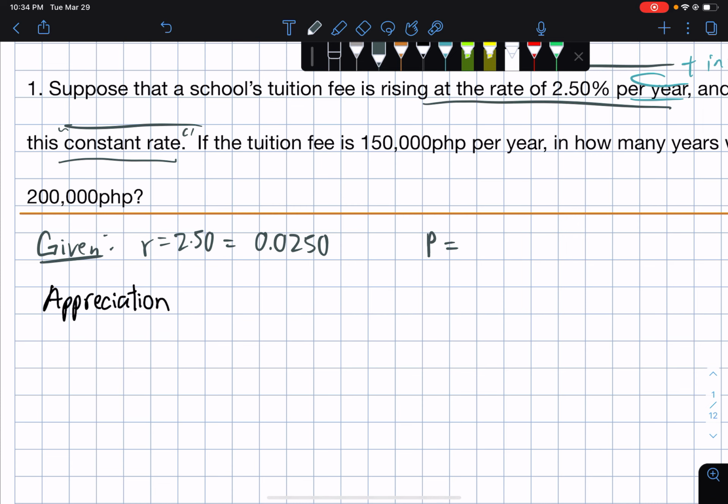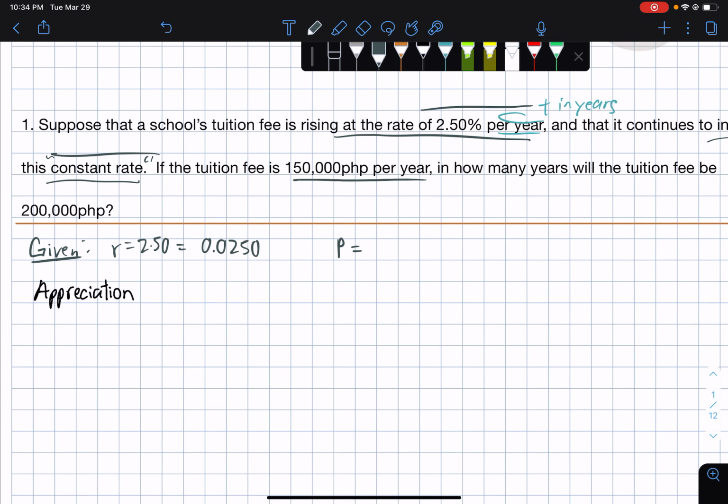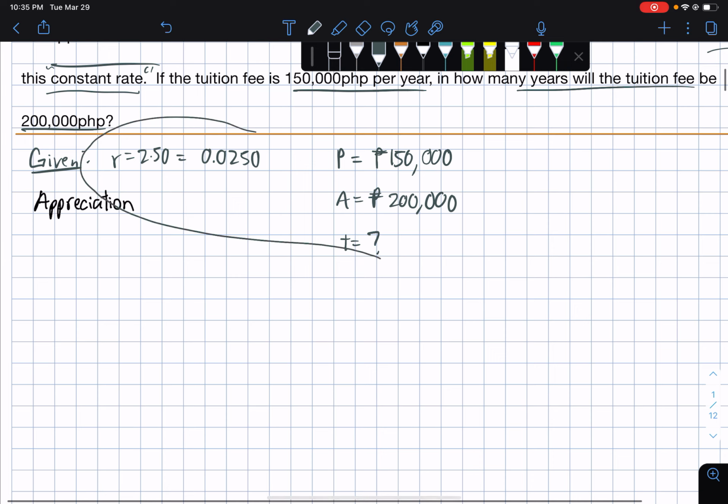Let's take note that if the tuition fee is 150,000, by the way, the currency is in Philippine pesos. We'll be sticking with the Philippine peso in this video. 150,000 pesos is our initial amount for now, since it asks in how many years will the tuition fee be 200,000 pesos. So the given suggests that our final amount is 200,000 pesos, provided that we have to find in how many years will the tuition fee be 200,000 pesos. So we are provided these variables already.